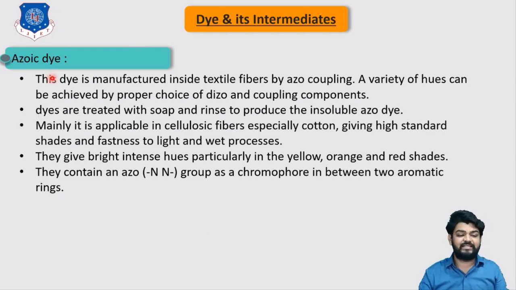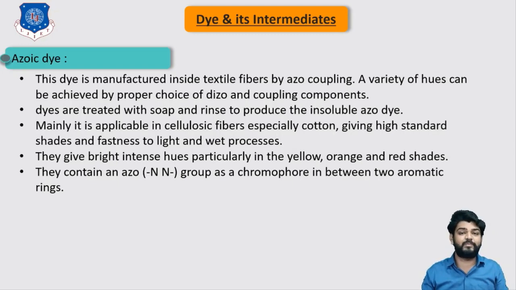azoic dye, this type of dye is manufactured inside the textile mills fiber by Azo company. A variety of hues can be achieved by the proper choice of a diazo and coupling compound. So this is the largest group of dyes. The azo dyes are prepared by selecting different azo groups and different coupler groups, right? We can find a number of combinations of such dyes, right?